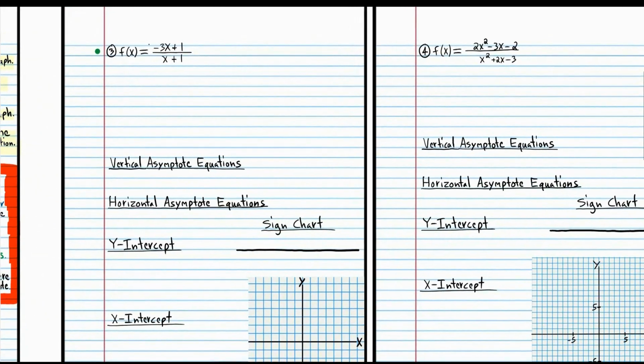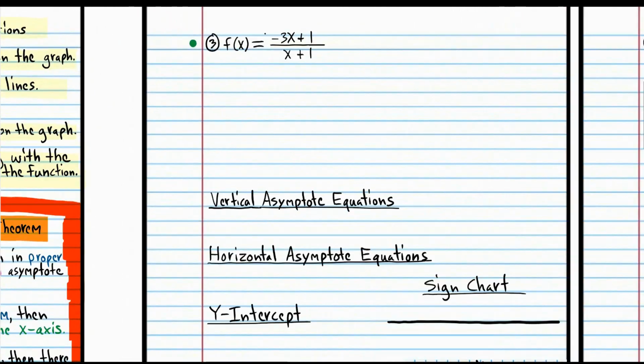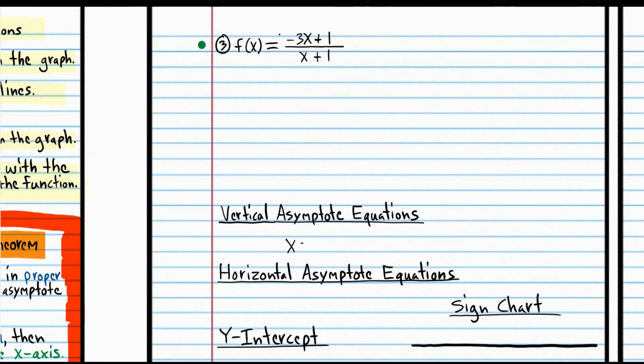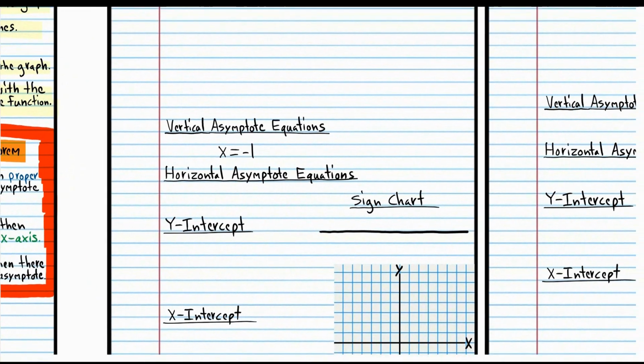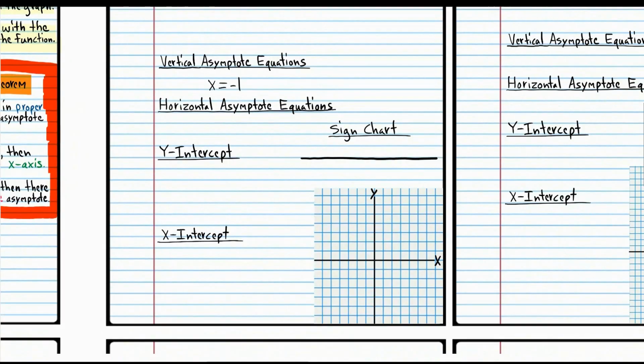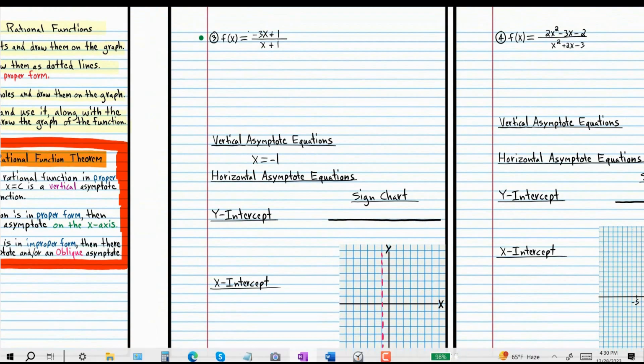Alright, we're back. So we can see that there's a vertical asymptote at x equals 1, or -1. So let's go ahead and graph that vertical asymptote. And if we let x equal 0, we can see the y-intercept.